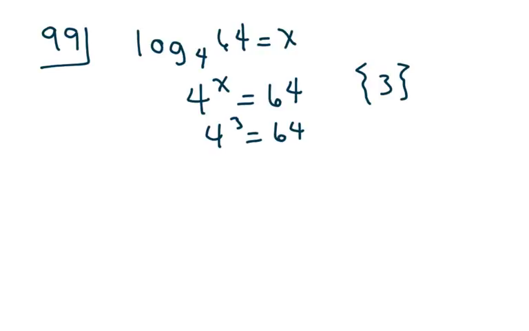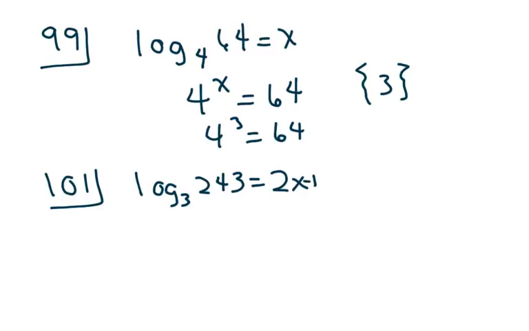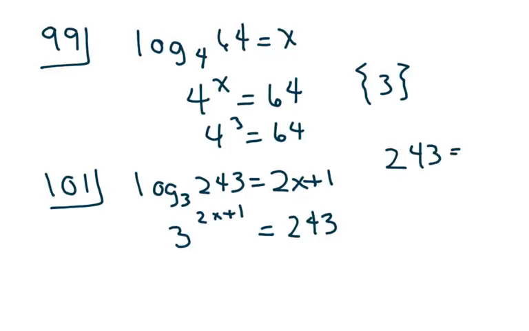101. This is where you need to know your powers. Log base 3 of 243 equals 2x plus 1. I'm going to rewrite this: 3 to the 2x plus 1 equals 243. And you should know that 243 equals 3 to the 5th. So just know your powers here.